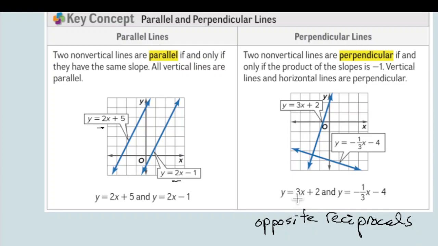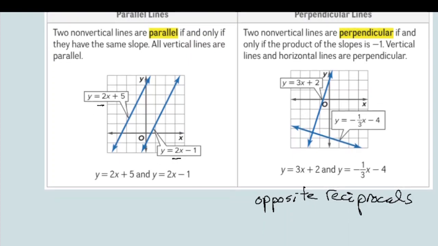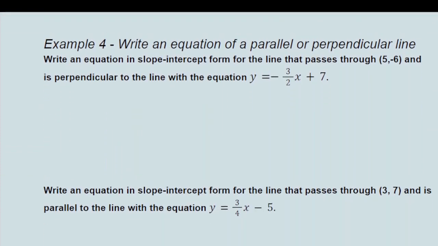Like in this case, we have y equals 3x plus 2. That's this one right here. If you take that and flip it, 3 over 1 becomes 1/3, and it was positive, so it becomes negative. You get an opposite reciprocal, and when you plot it, it makes a line that is perpendicular. That's why this works. We're going to use those two ideas, same slope or opposite reciprocal, depending on whether it's parallel or perpendicular, to help us solve a couple of problems.